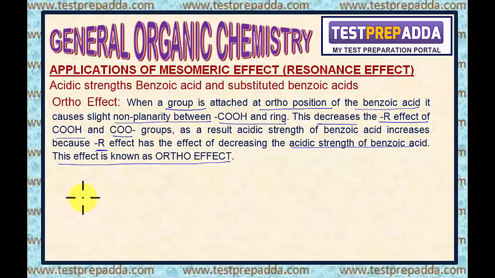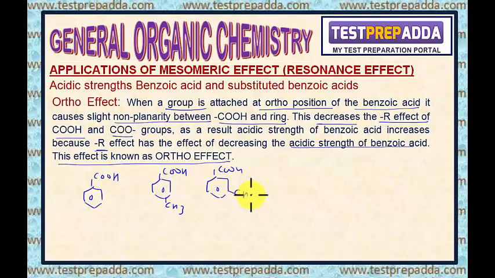For example, if I take methyl benzoic acid, let me write, this is normal benzoic acid, this is para-methyl benzoic acid, this is meta-methyl benzoic acid, this is ortho-methyl benzoic acid. Okay, now first of all, what is this CH3 group?